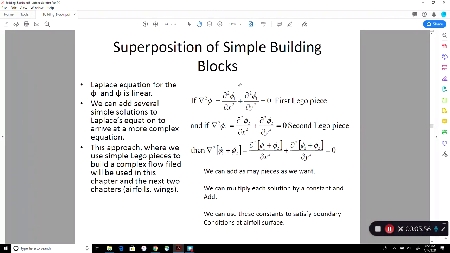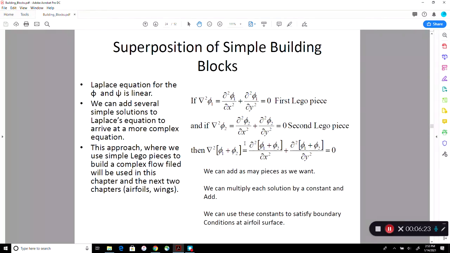Okay. Now we want to solve Laplace's equation. We notice that it's a linear equation. So if you have two solutions, phi1 and phi2, and you add them together, that will also be a solution to Laplace's equation. That means we can add as many simple solutions, which we call building blocks, and then come up with a more complex situation.